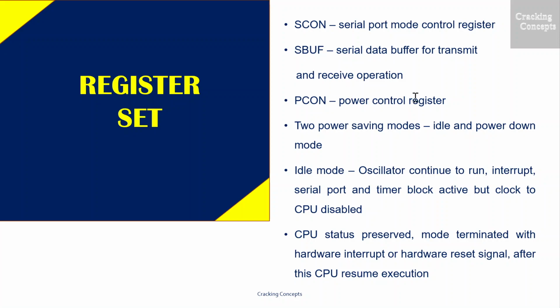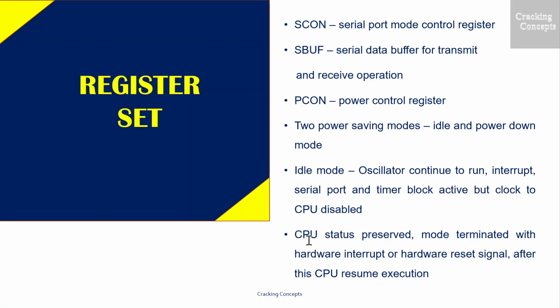PCON register is called the power control register. This register contains the power down bit and the idle bit, which activates the power down mode and idle mode in 80C51BH. There are 2 power saving modes of operation provided in the CHMOS version, namely the idle mode and the power down mode. In the idle mode, the oscillator continues to run and the interrupt, serial port and timer block are active, but the clock to the CPU is disabled.